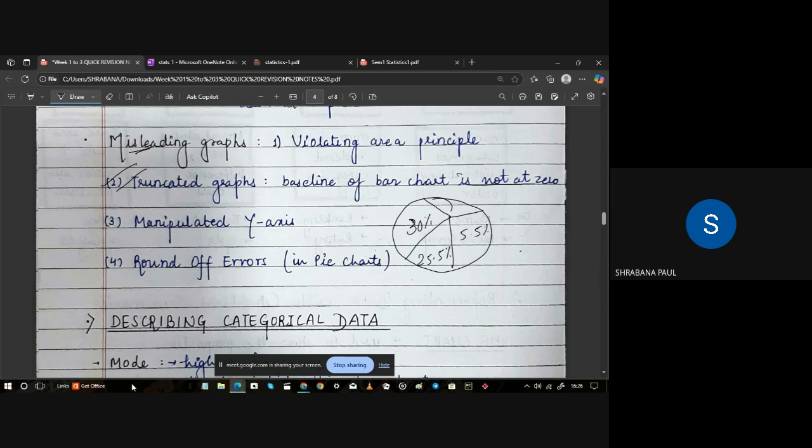30, 60, then 40. Okay. So is this a good graph or a misleading graph? Anyone can say? I think yes, it violates the principle that they add up to 100%. This adds up to around 101, so it's not correct. It violates because it adds up to 101 and the total should be 100%.